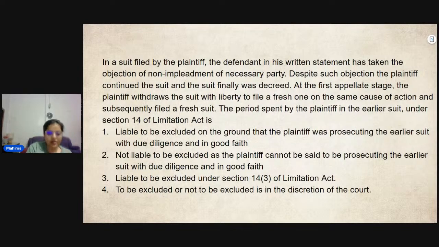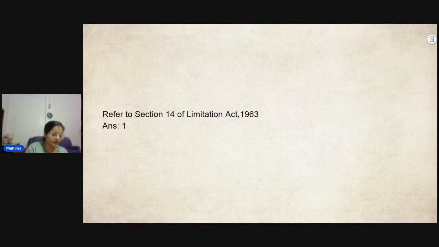Okay, Pritika is saying 3. Please answer, everyone. There is no negative marking here, so you can at least try answering the question. Only Pritika is answering. Shubham has also answered. The correct answer is option number 1.